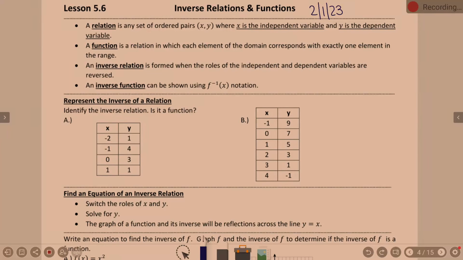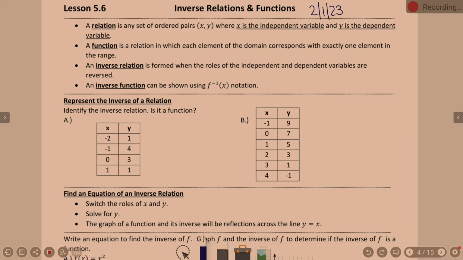We're still talking about functions. The difference today is that we're looking at inverse relations and functions. So we're going to look at what an inverse relation is, how we know if it's a function, and how we know in general if relations are functions. We're going to look at the graphs of these, and a lot of it is just going to be finding the inverses.